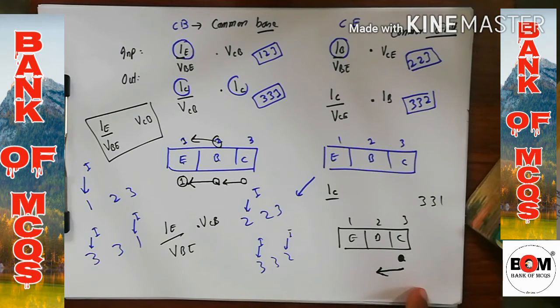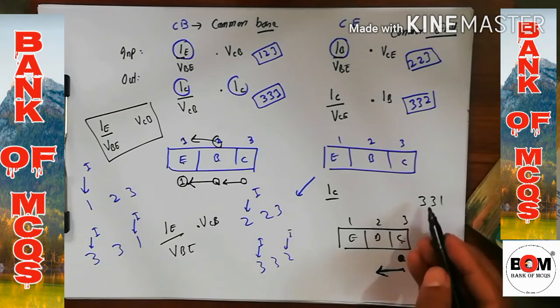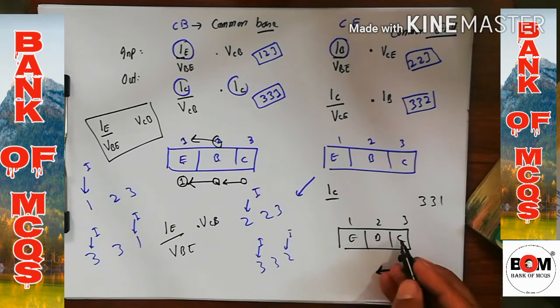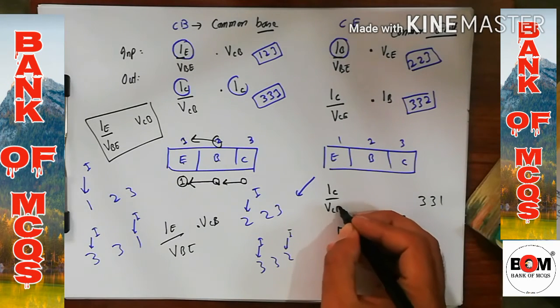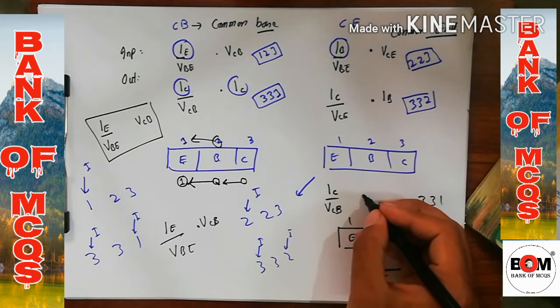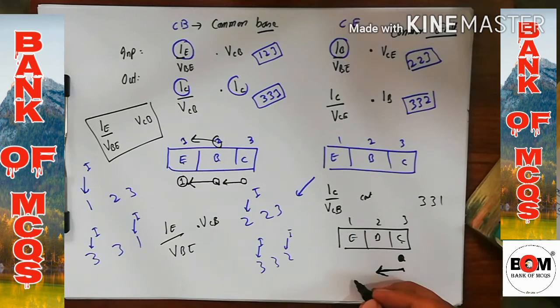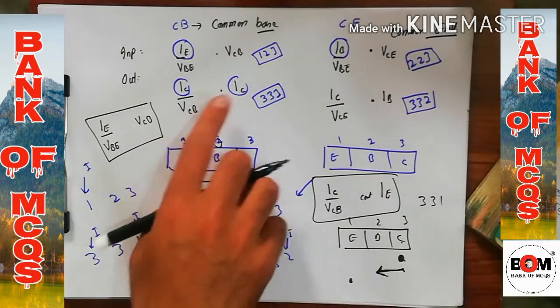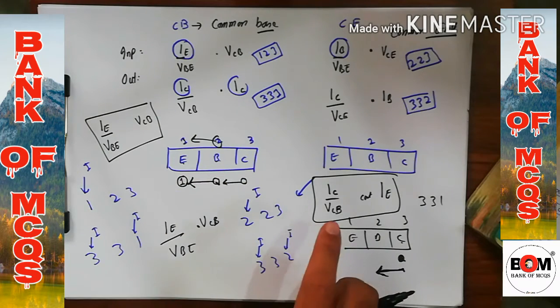Always draw the arrow from left to right, and only draw from one point, like C to B or B to E. We cannot draw from C to E, so draw it from one point. The first 3 was marked, so that was C. For the other 3 we draw the arrow from C to B, meaning voltage from C to B at constant current IE. So this is IC divided by VCB, equal to IC, that was the output.